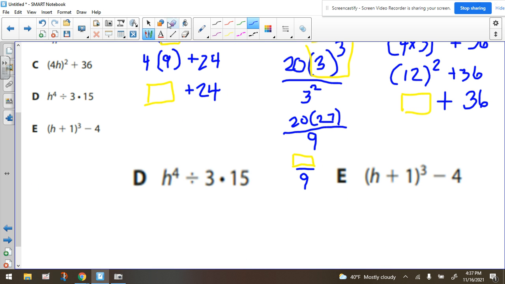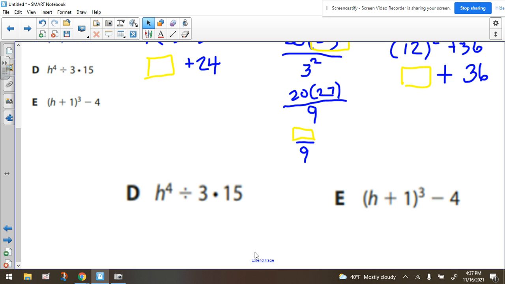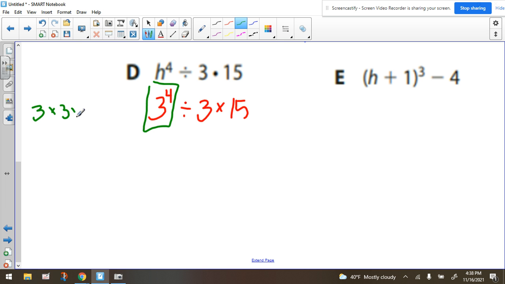Let's look at choice D. Let's move this down just a bit, give us some more room. So again, what are we doing? We're substituting in the value 3 for h. So that's 3 to the 4th power divided by 3. The dot means times. All right, and what are we going to do first? We have to do exponents first. So off to the side, let's write what that is. That means 3 is a factor 4 times. 3 times 3 times 3.